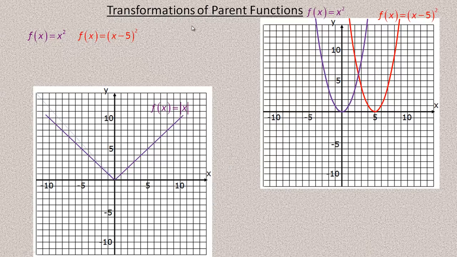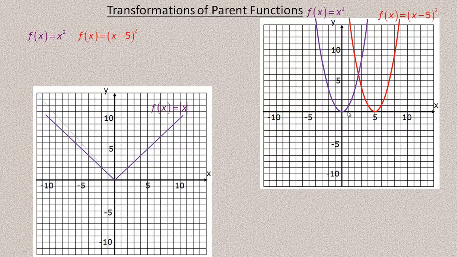In this tutorial, we're going to take a look at transformations of parent functions, and we're going to start with the quadratic function. I'll talk about some different kinds of functions in this tutorial. We're going to start with the parabola. The purple one is the graph of f of x equals x squared, and the red graph here is that parabola shifted 5 units to the right.